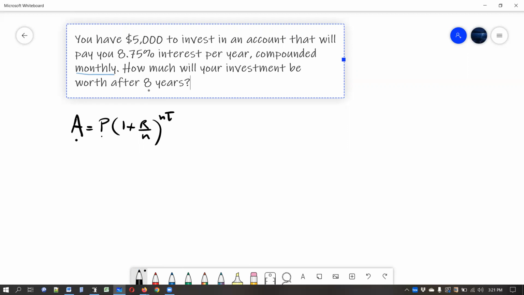I know what P is. This is the initial amount, $5,000. I know my R, which is 8.75% interest. I know T, which is 8 years, and I know N because it's compounded monthly. There are 12 months in a year, so N is 12. So let's see. 5,000 for my initial investment. 8.75 divided by 100 is 0.0875. And 12 months. N is 12, T is 8.